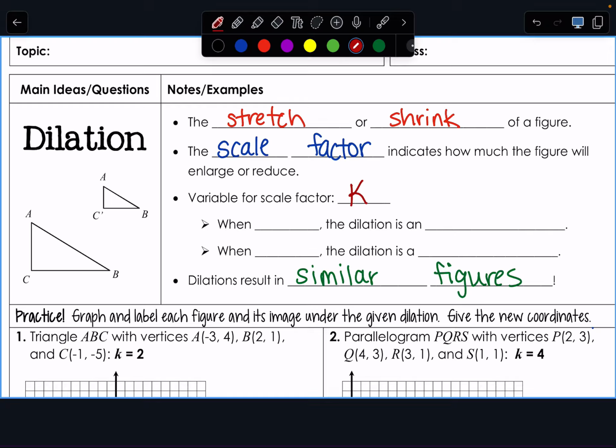When K is bigger than 1, we have what we're going to call an enlargement, which just means it's getting bigger. It's going to stretch. If K is bigger than 1, our shape is going to grow. Which means if K is less than 1, it's going to get smaller. So we call that a reduction.